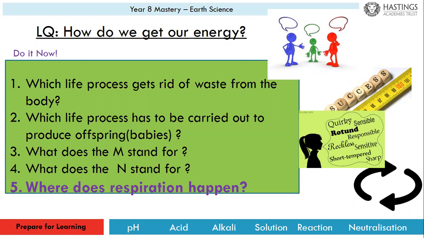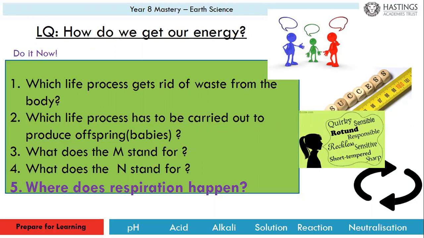What I would like you to do first is the Do It Now. There are 5 questions. That purple one is linking back to a topic we did right at the beginning. If you don't know the answer to that, no problem. While I go through the questions, pause the screen just now, write the learning question, and answer those questions. After your pause, what you should have done is written the learning question, the title for the Do It Now, and started to answer the questions.